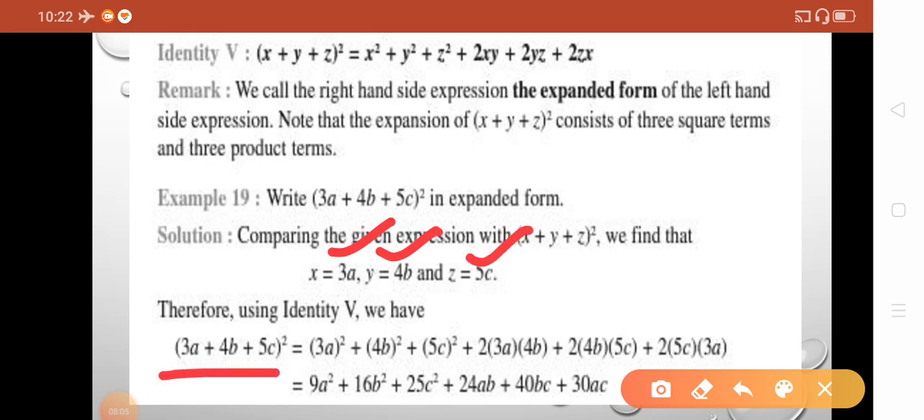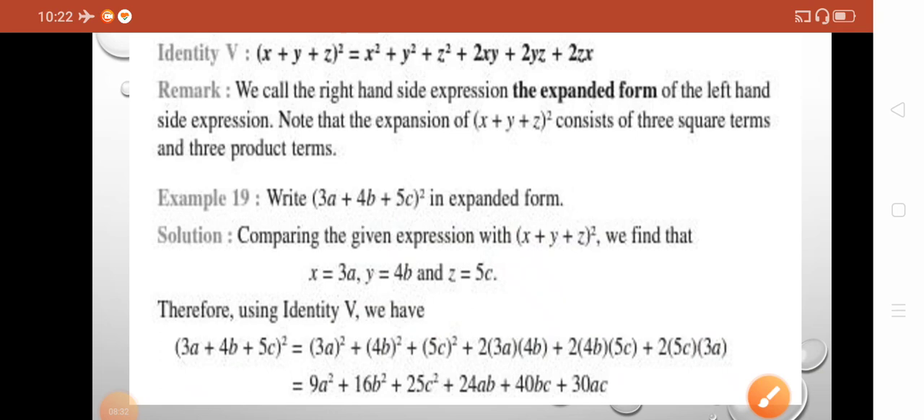So whenever we open this formula, we have x square plus y square plus z square plus 2xy plus 2yz plus 2zx. So (3a) square means 9a square, (4b) square means 16b square and (5c) square means 25c square. 2 3s are 6, 6 4s are 24ab, 4 2s are 8, 8 5s are 40bc and 5 2s are 10, 10 3s are 30ac. In this way we will open this. This is your fifth identity.